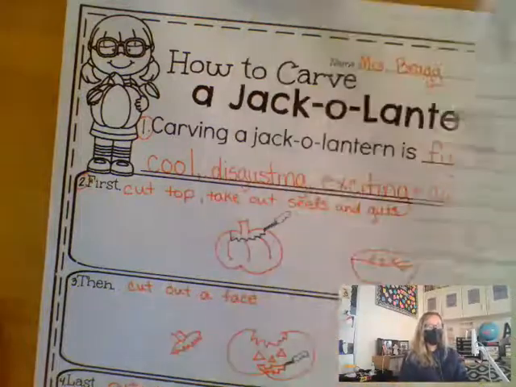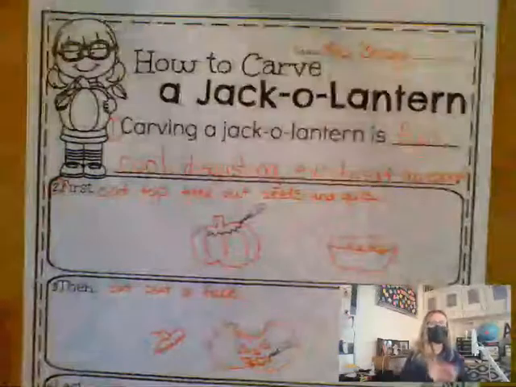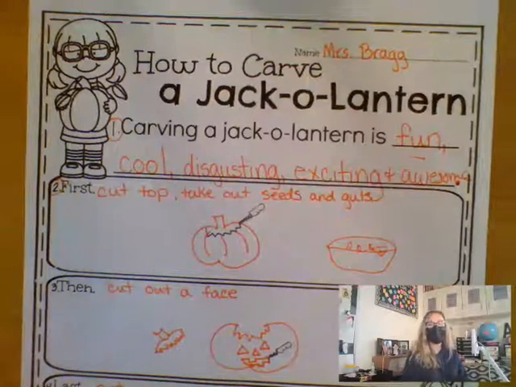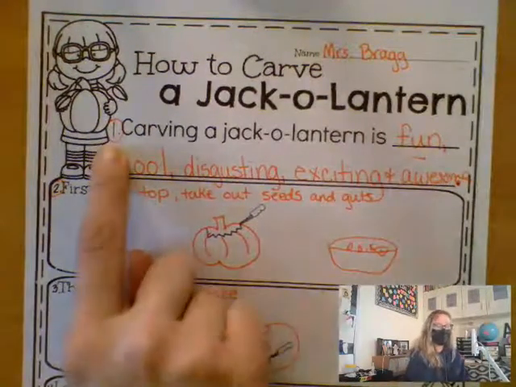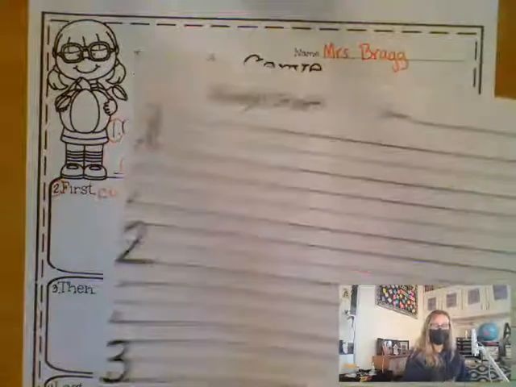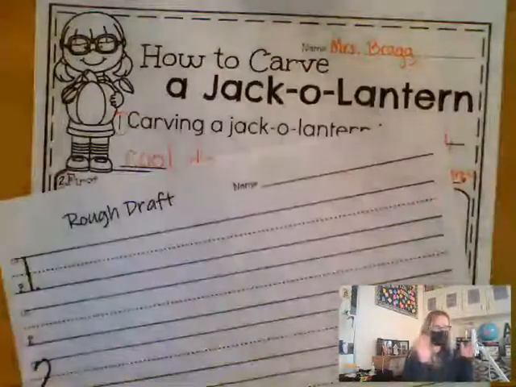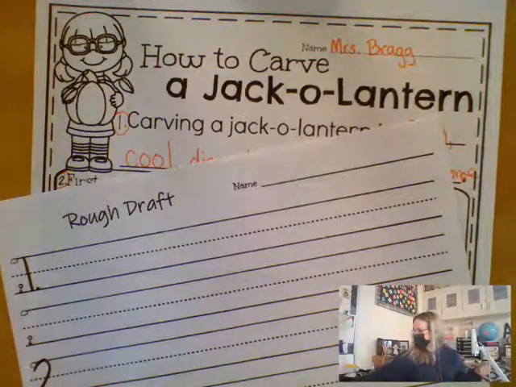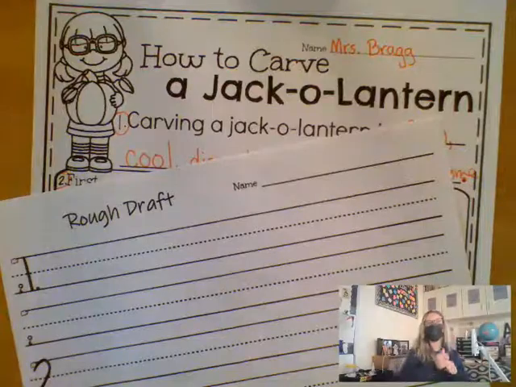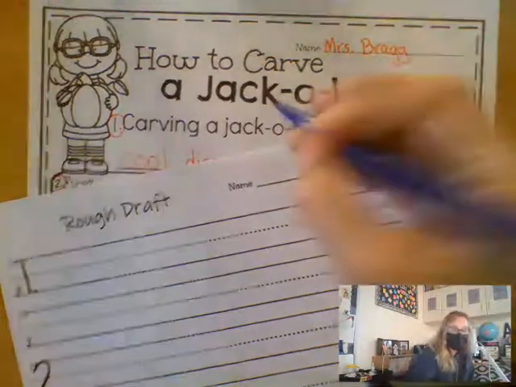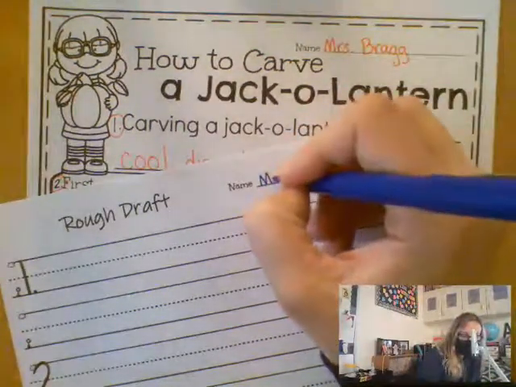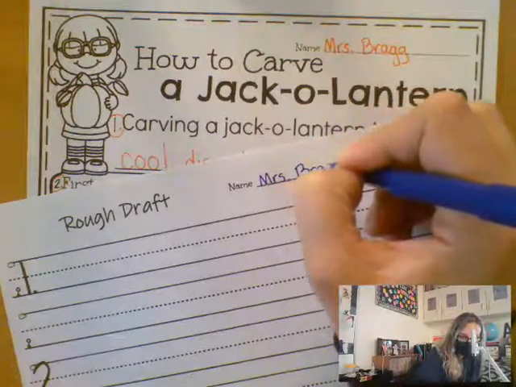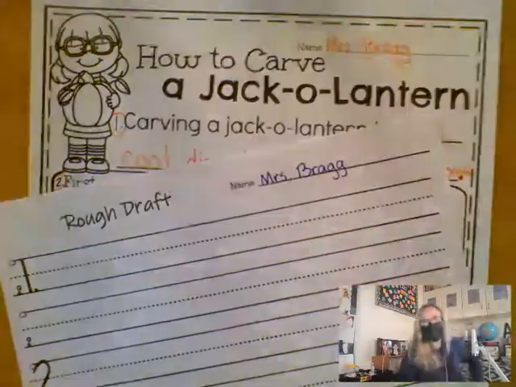Yeah. So I am going to model for you, since it's our first time doing a writing process, how this works. Sentence 1, rough draft page. The first thing I do is always the same. I take out my pencil and write down my name. So make sure you put your name at the top of your rough draft. If you don't have a name on it, I won't know whose it is, and I won't be able to give you credit for it.